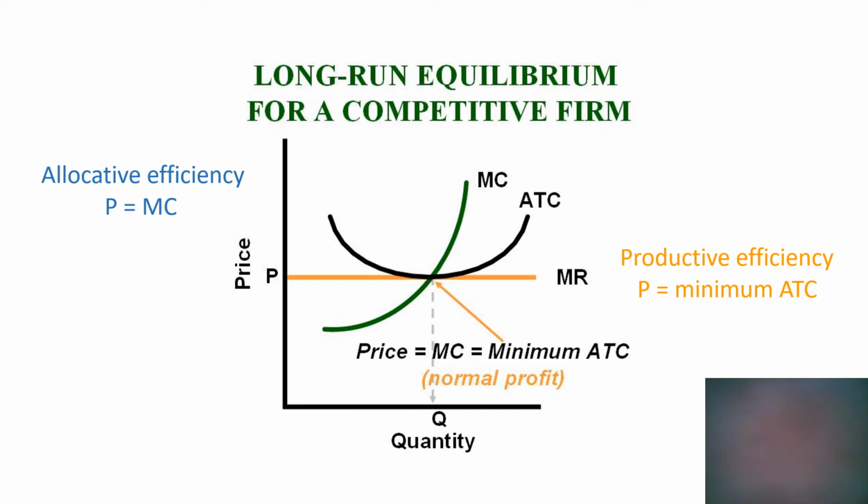And so we see that there are some equalities here. We recognize that there is allocative efficiency, where price equals marginal cost, and there's also productive efficiency, where price equals the minimum of average total cost.